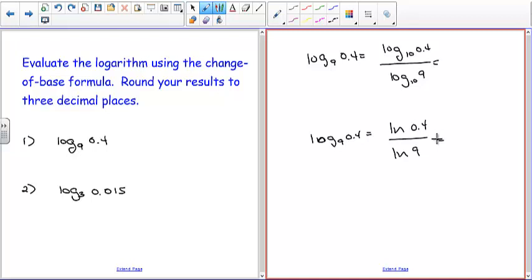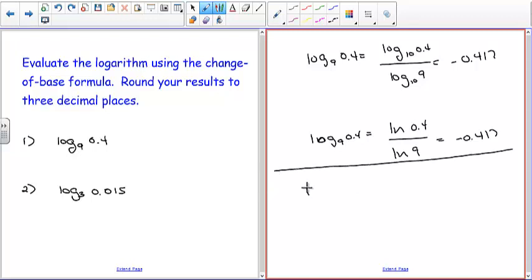Okay, so log base 10, which is just log of 0.4 divided by log of 9, and we get negative 0.417. And if we take the natural log of 0.4 divided by the natural log of 9, we get negative 0.417. So it does work.